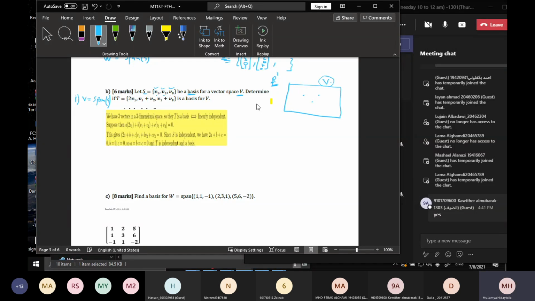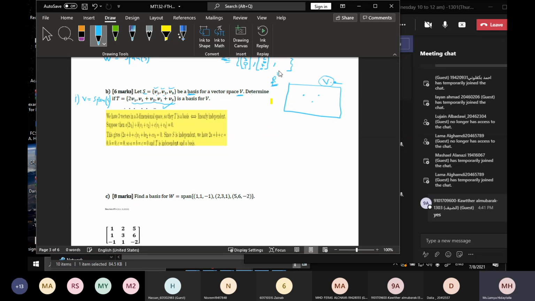Okay. Now, he asked me to determine if these new vectors are bases as well. These are also bases. So are these new ones also bases? That means, can they generate this vector space as well or not? What we said before.